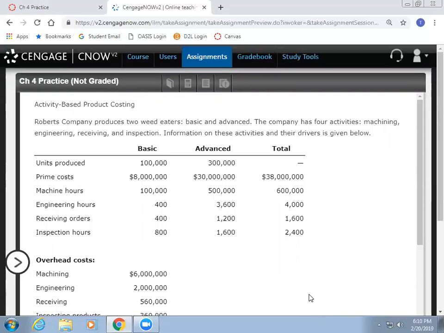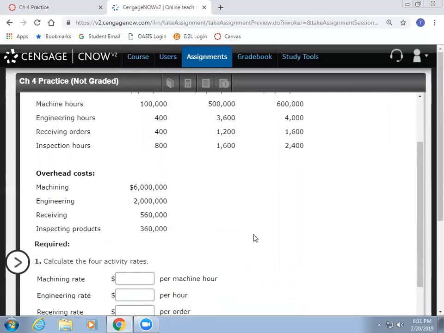So it says Robert's company produces 2 weed eaters, basic and advanced. The company has 4 activities: machining, engineering, receiving, and inspection. Information on these activities and their drivers are given below. So we see the basic, advanced, and total, kind of what we just saw. Units produced, they give us our prime cost, and then machining, engineering, receiving, and inspection. If you scroll down, they also give us our overhead costs for each area: machining, engineering, receiving, and inspecting.